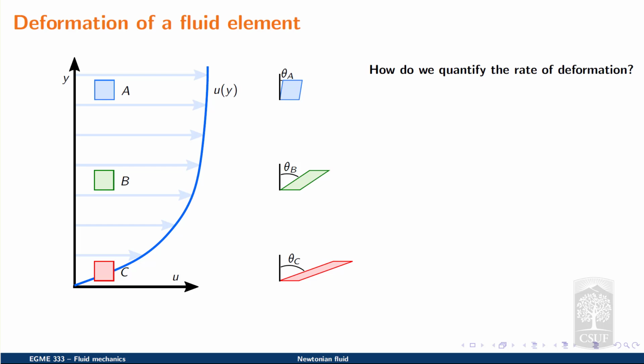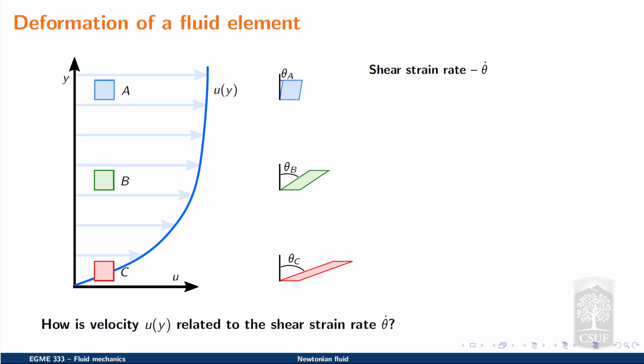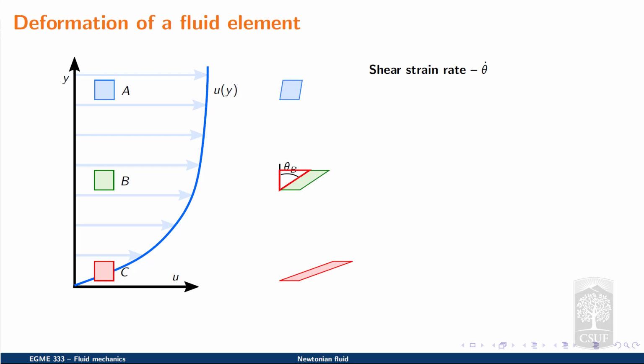Now, in fluids, we're much more interested in how fast something deforms, the deformation rate, rather than how much. So we want to quantify the deformation rate with the shear strain rate, which is given to us by the rate of change of the angle theta with respect to time, d theta dt, or theta dot. So how does the velocity profile u as a function of y relate to the shear strain rate theta dot? We can zoom into this triangle.